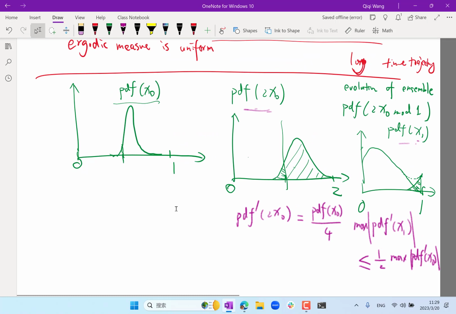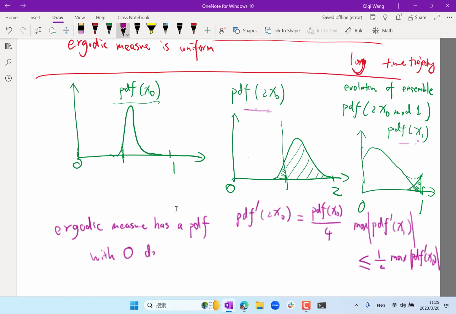So again, the ergodic measure has a PDF with zero derivative, which is uniform. Uniform on 0 to 1.